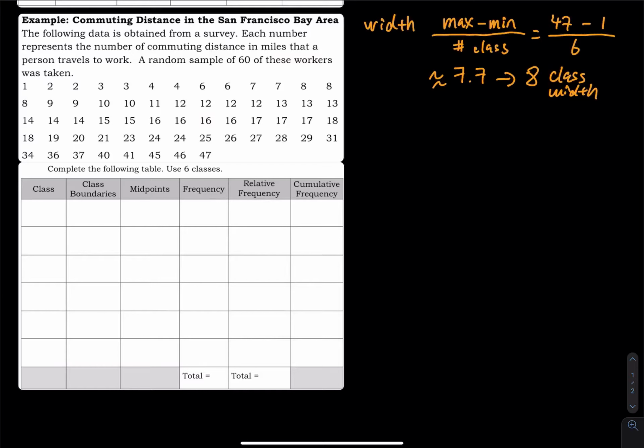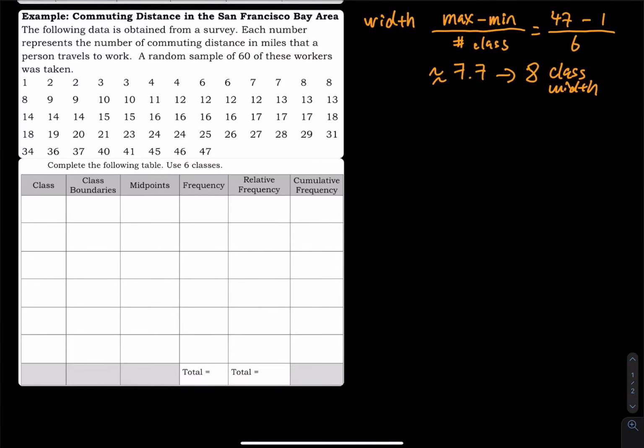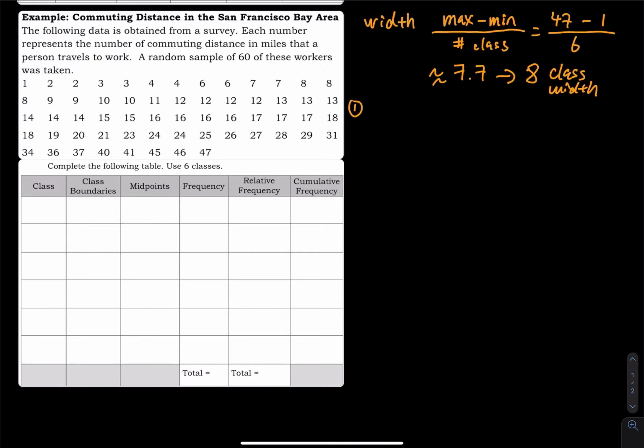What if that is 7.1 or 7.2? It is reasonable to round this up to 8. We prefer to push the number up, instead of pushing the value down. So the class width is 8. That means the length of each class is 8 units long. So to build the first class, we start with the minimum value 1, and then I add 8, and then I subtract 1.